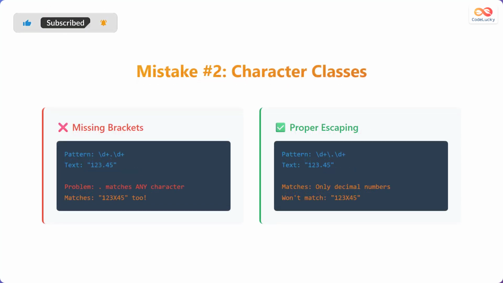Another frequent error involves character classes. In the incorrect example on the left, the pattern \d+.\d+ is used to match decimal numbers in the text 123.45. However, the dot without escaping matches any character, meaning the pattern could also match 123x45. On the right, the corrected pattern \d+\.\d+ ensures that the dot is treated literally, matching only decimal numbers and preventing unintended matches like 123x45.